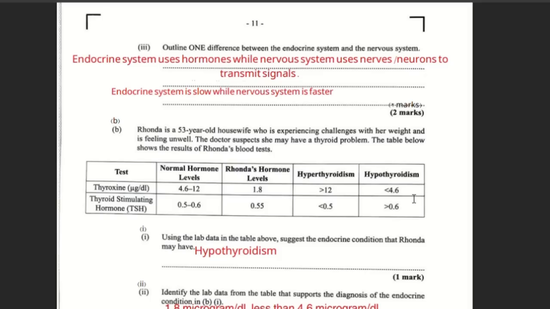Then it says outline one difference between the endocrine system and the nervous system. The endocrine system and the nervous system work very closely with each other. But the biggest difference is that the endocrine system utilizes hormones while the nervous system uses nerve cells, or neurons, to transmit signals. The endocrine system releases hormones into the bloodstream, and the nervous system uses neurons to send messages all over the body. You have your motor neurons, sensory neurons, all of those things.